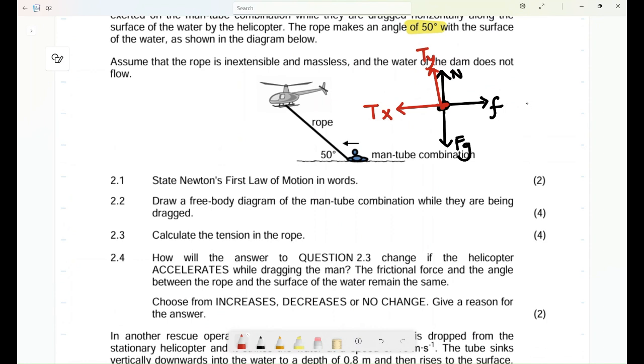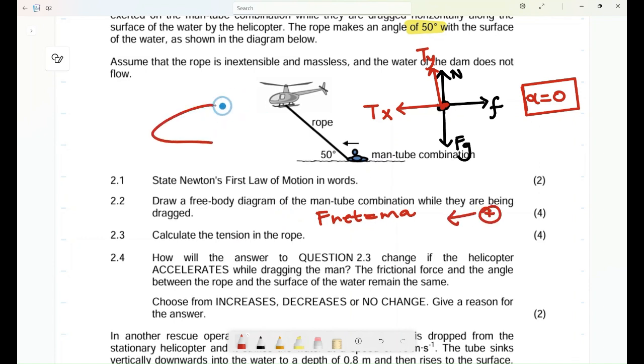Now remember they are moving at constant velocity. Still remembering that acceleration is 0. Now calculate the tension in the rope. How can I do that? I can say F net is equal to ma, which is equal to 0. But now I'll choose my direction. Since they are moving in that direction, I'll choose going to the left as positive. Since they are moving towards the left, right?